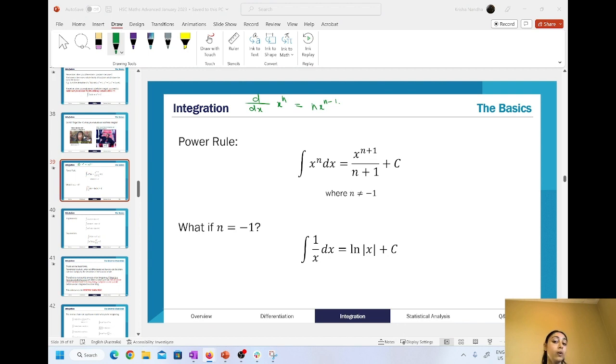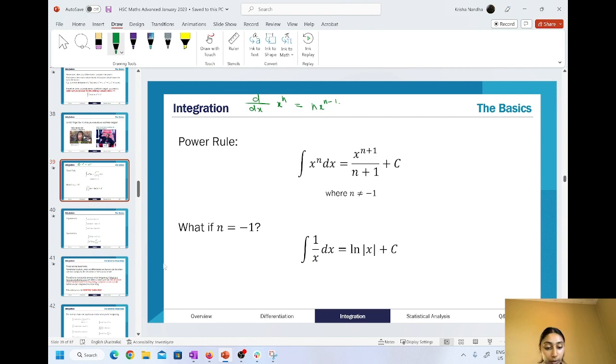Okay, and now what happens if we have 1 on x? So if n is minus 1, then I think you will recall me saying to take really, really good caution of the derivative of ln x. If you remember what I said, it's 1 on x, right? The derivative of ln x. And that's because a lot of people get stumped by looking at the integral of 1 on x. And it's just the antiderivative of that.